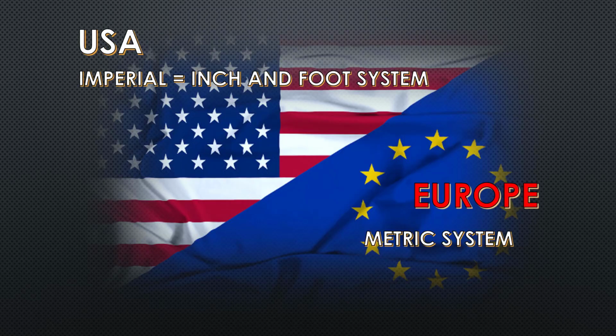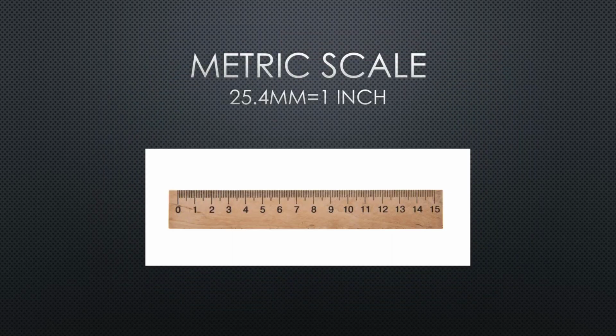In the United States, we use imperial units. That includes the inch and the foot system. In Europe and the military, they use the metric system. The metric system is a little easy to understand just because we're familiar with breaking down one unit into tenths.